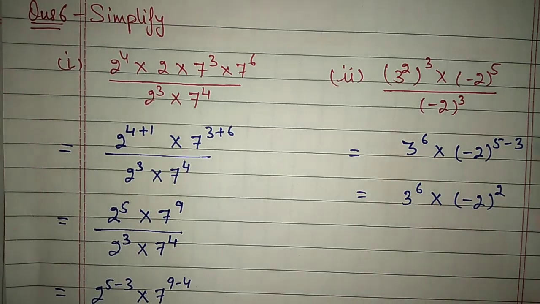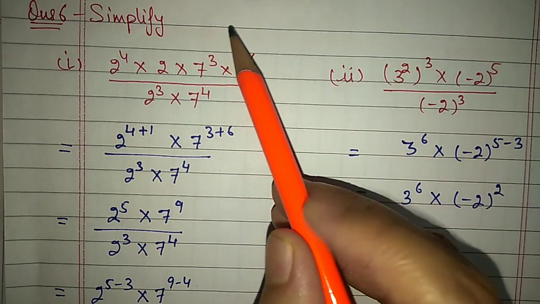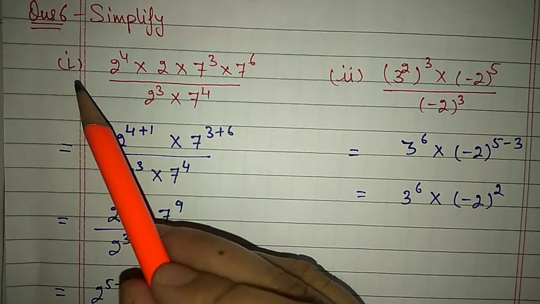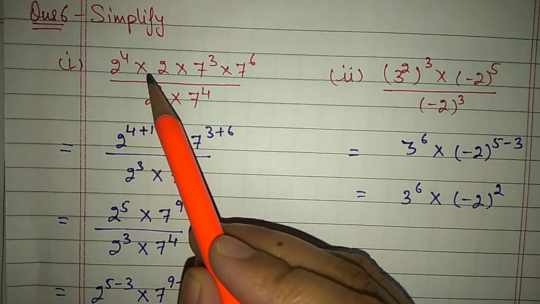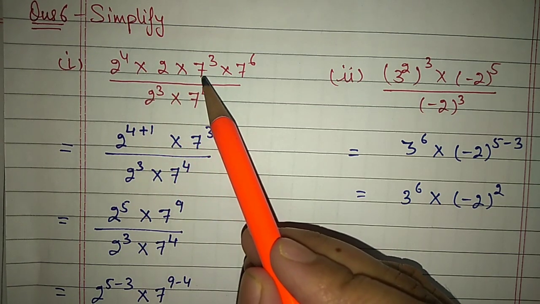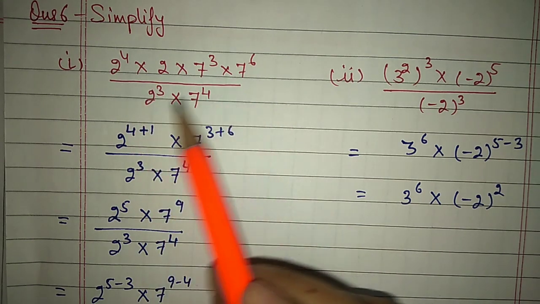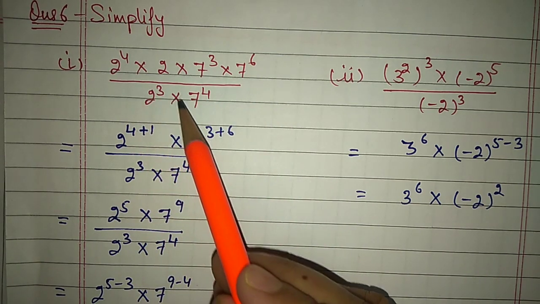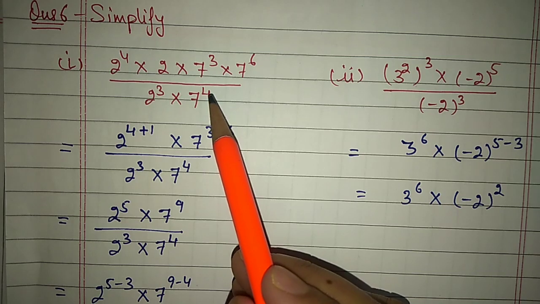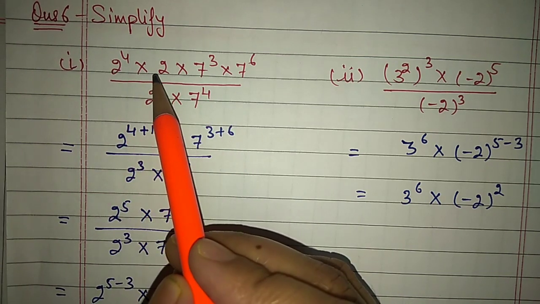Question number 6. Simplify and write our answer in exponential form. First part: 2 to the power 4 multiplied by 2 multiplied by 7 to the power 3 multiplied by 7 to the power 6, divided by 2 to the power 3 multiplied by 7 to the power 4. So first these two we will simplify.